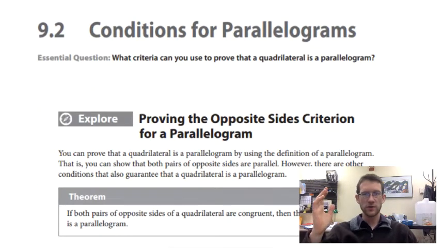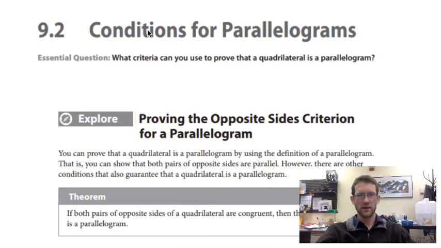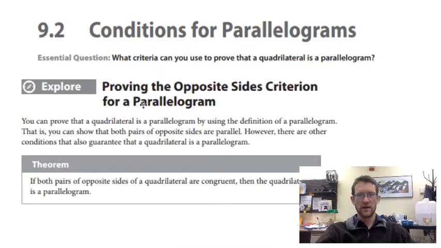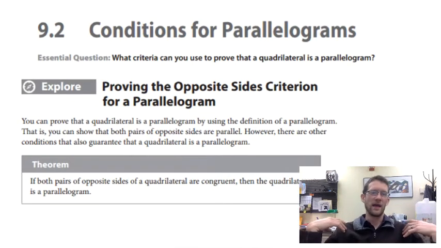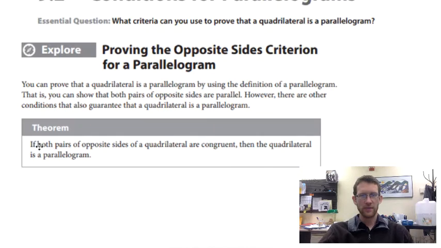Okay, and then 9.2 is the same thing but the opposite, right? It's basically the converse of the properties. So instead of saying, oh hey, we have a parallelogram, these are the properties, usually we'll get a shape, and we'll say these are the properties of the shape. Is it a parallelogram? To be a parallelogram, basically both pairs of opposite sides of a quadrilateral.